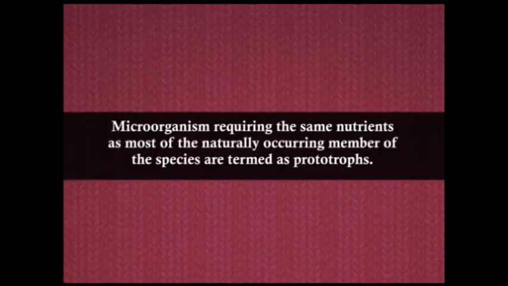The nutritional requirements of microorganisms vary enormously among different species. Also, nutritional requirements within a species may change because of mutations. A microorganism requiring the same nutrients as most of the naturally occurring members of the species is termed a prototroph. Mutation may occur in this prototrophic organism, and hence it can no longer synthesize a molecule essential for growth and reproduction. The nutrient must therefore be obtained from the surroundings. Such microbes are termed auxotrophs.